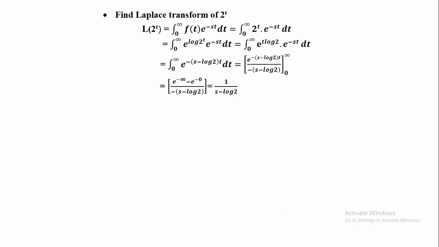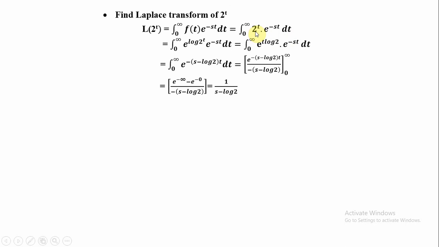We go to the first problem. Find Laplace transform of 2 raised to t. L of 2 raised to t equals integral 0 to infinity f of t e raised to minus st dt. That is a general formula to find Laplace transform of a function. Here you replace f of t by 2 raised to t. So integral 0 to infinity 2 raised to t into e raised to minus st dt.